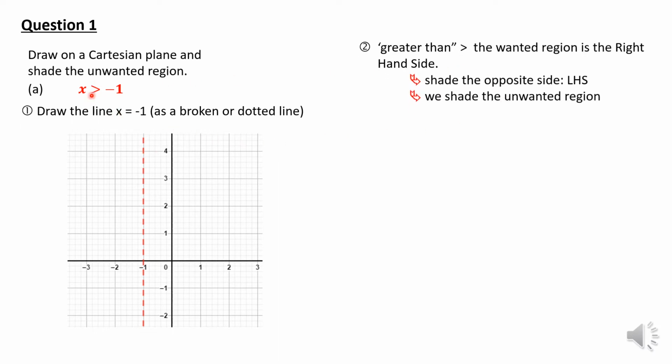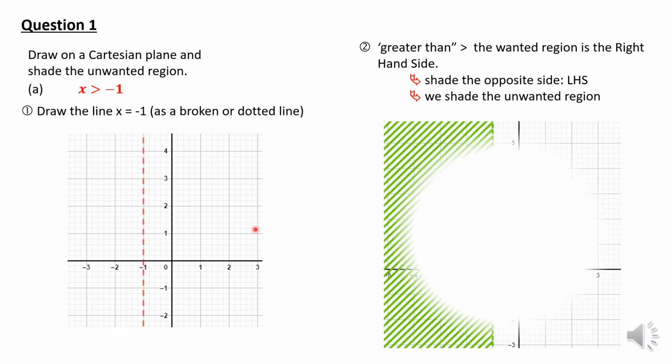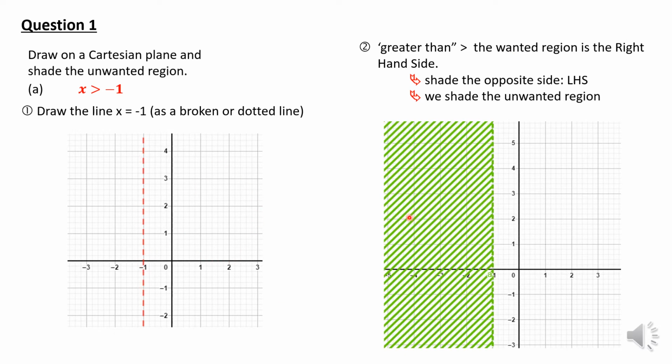Because it's greater than, and for greater than you should always remember, for this particular case, the wanted region is on the right side of this line. If x is 1, it is definitely fitting that inequality. If x is 2, so on the right side is the region that we want. So what you do is you shade the opposite of that particular line. So what we do is we shade the unwanted region.